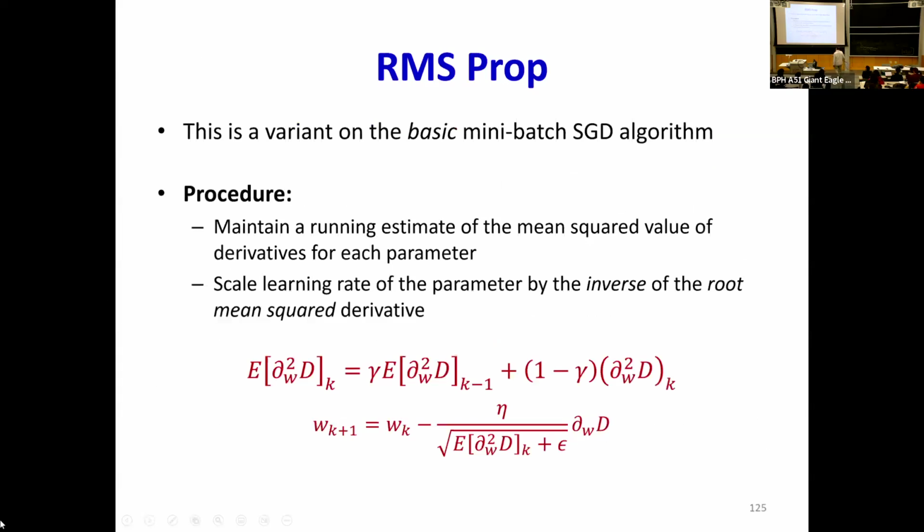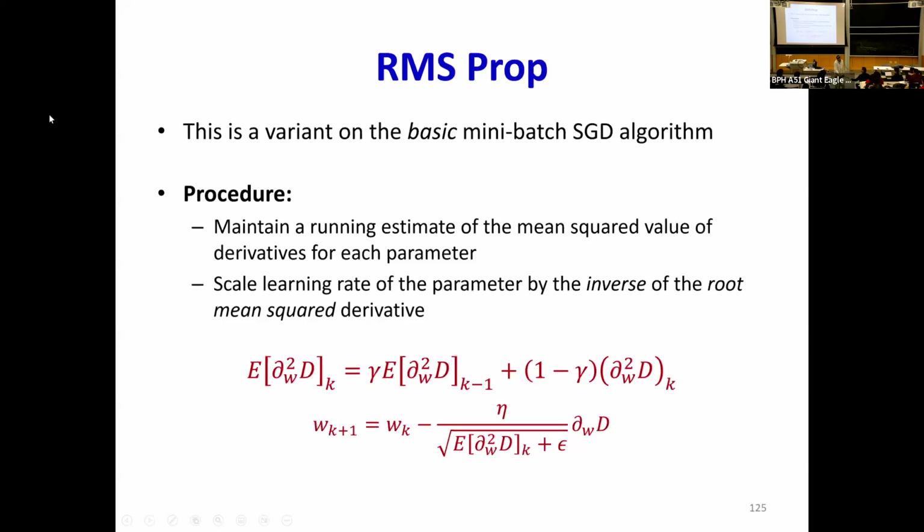This is your standard formula for computing the running average of the squared derivative, right? You have the current estimate. When a new value comes in, the updated estimate is going to be gamma times the current estimate plus 1 minus gamma times the new value. So I would use that, and the actual learning rate is going to be inversely proportional to this root mean squared value. Now, why does this make sense?